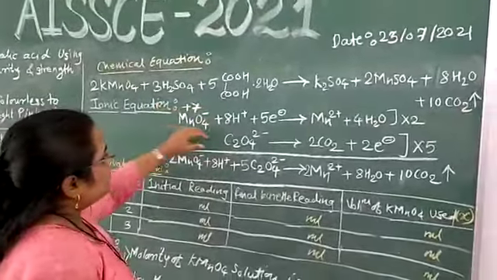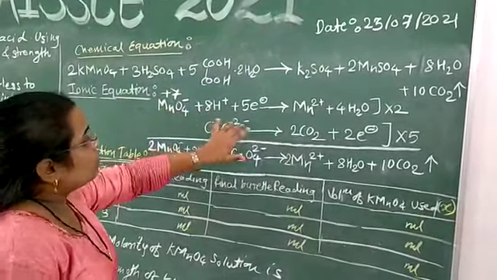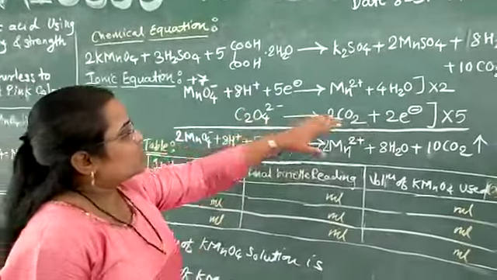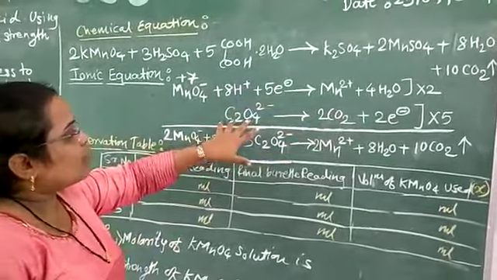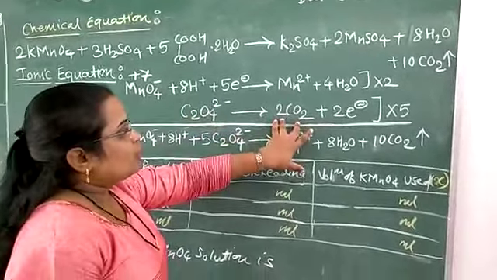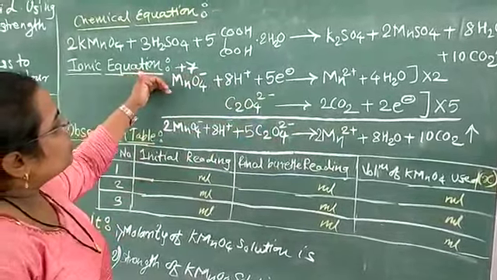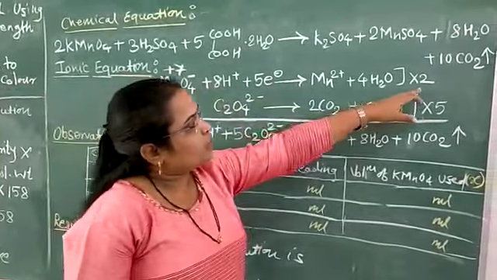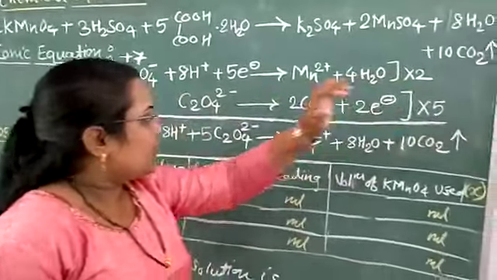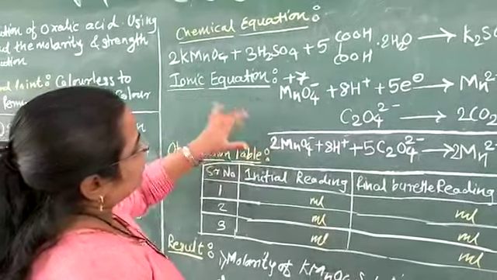And the second step will be the loss of electrons by the oxalate ions, that is 2 electrons lost from one single oxalate ion, and the oxalate ion is converted into CO2 molecules. For balancing this ionic equation, the first step is multiplied by the coefficient 2 and the second step is multiplied by the coefficient 5.